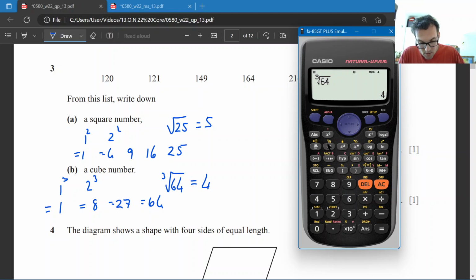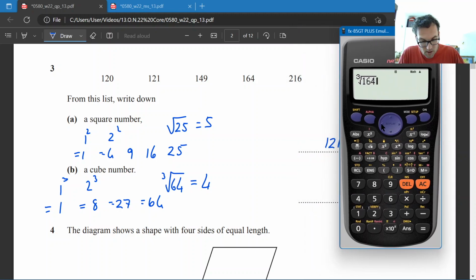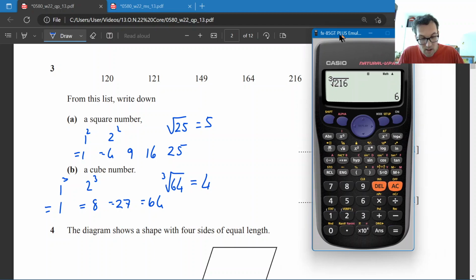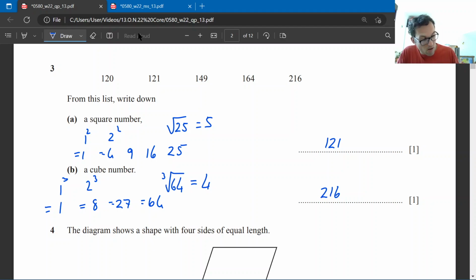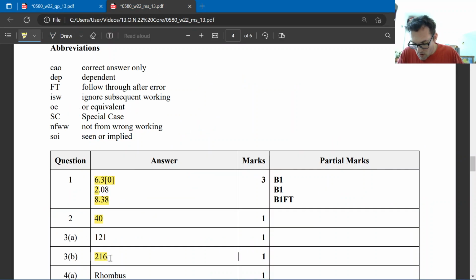So we can do the same now as before. Cube root of 120, that's not a cube number. Cube root of 121. Now, let's try 149, not a cube number. 164. And then it must be 216. Well, 6 cubed is 216, so 216 is the cube number. And we got it.